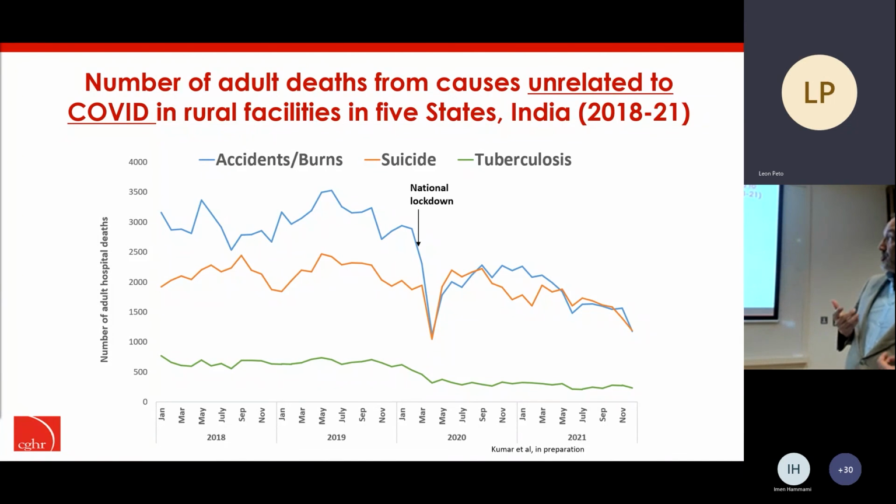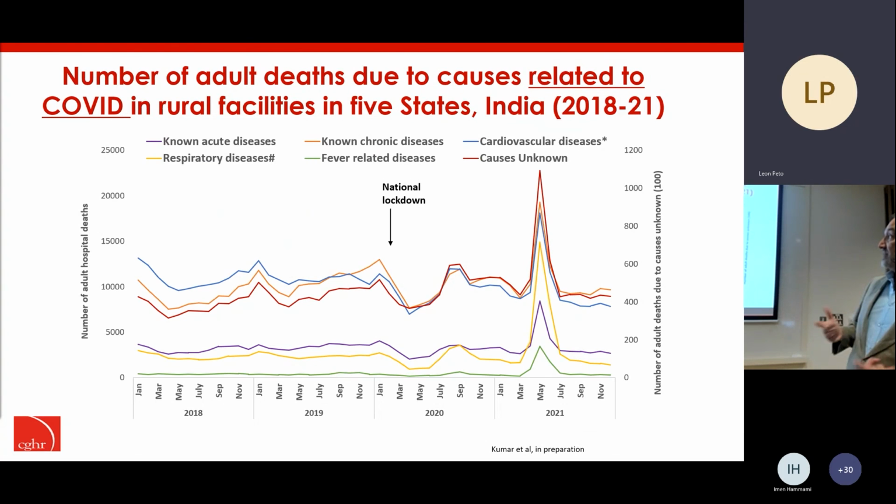If we look at causes that should not go up during the pandemic, in fact there was a decline in accidents and burns. And in suicide, they came down, but you see they've come back up after the lockdown period. Tuberculosis, although there were concerns that TB care was substantially affected, actually continued its secular decline. But for every other cause, and the cause definition here is not very ideal, but the key is the patterns that occurred. So again, the national lockdown occurs.